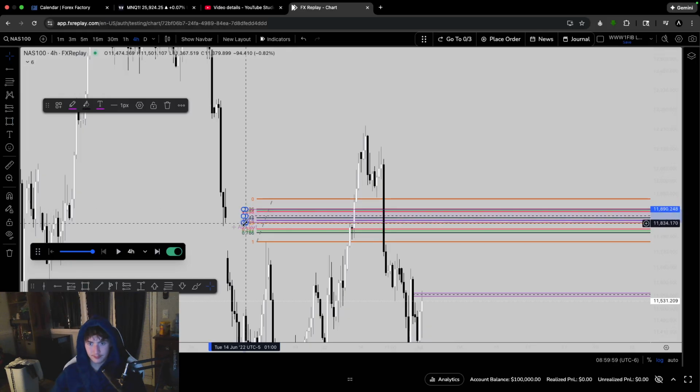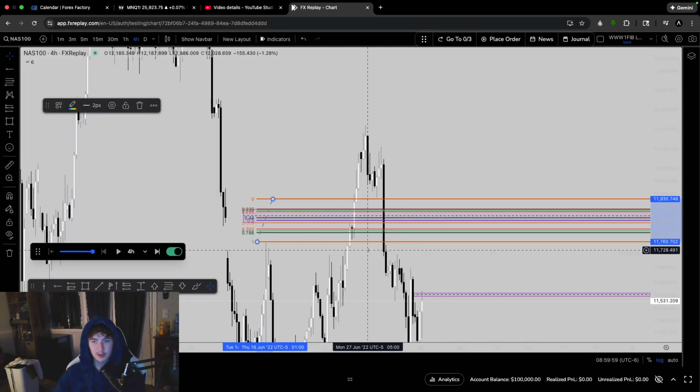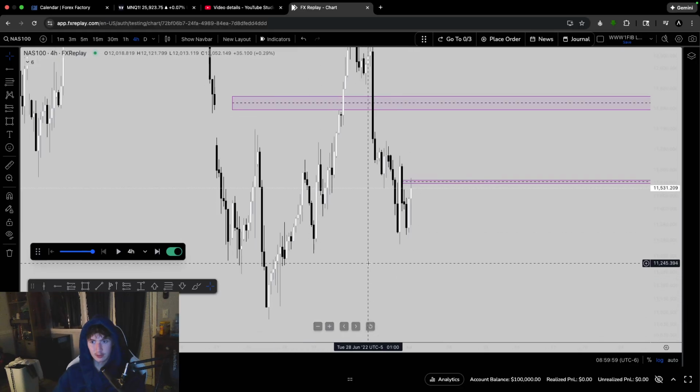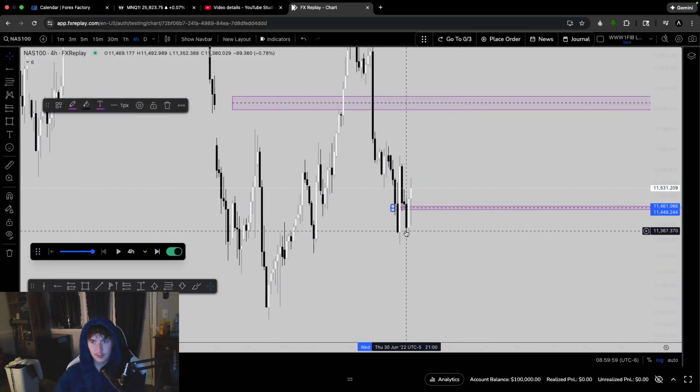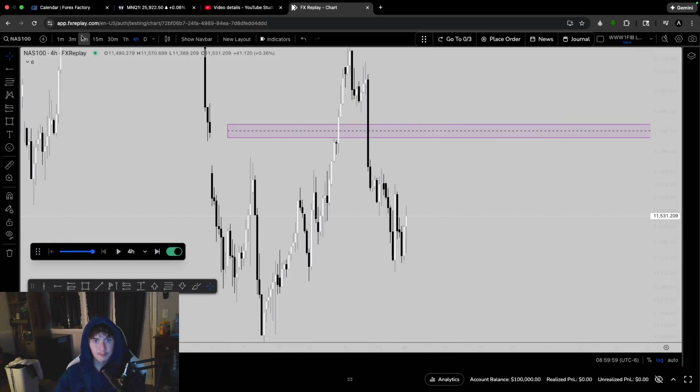Alright. Now, we're going to see if this works on inverse. Inverse, which is still technically making higher lows. But let's find out. Go to the 5-minute.